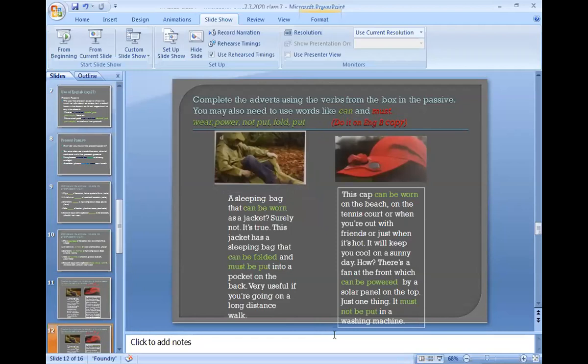Always remember, my dear students, when you are going to change the sentence into passive, the verb should be changed into the third form, meaning past participle. Just remember this. Okay. Like the verbs they are given: folded, worn, powered, like this. You are going to change this, and when you are writing can, you will write can be.